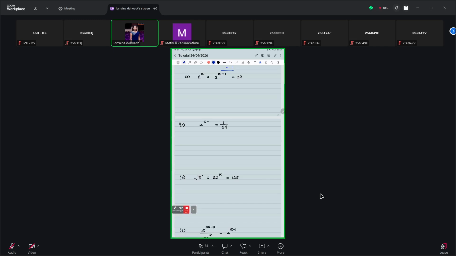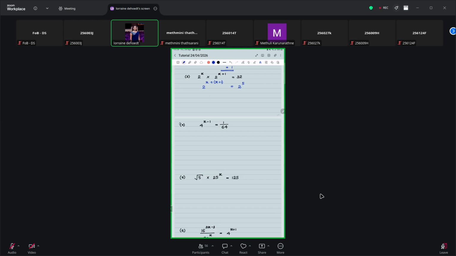Let's discuss it. In here, on the left-hand side, the common base is 2. So you know we can add the indices. And also you need to rewrite 32 as base 2. 2 to the power 5 equals 32. So we can rewrite 32 as 2 to the power 5. Now you can consider the indices because the bases are equal.